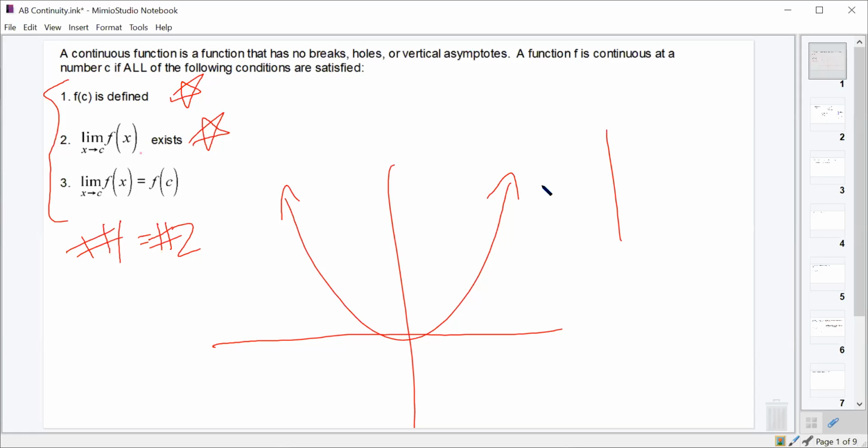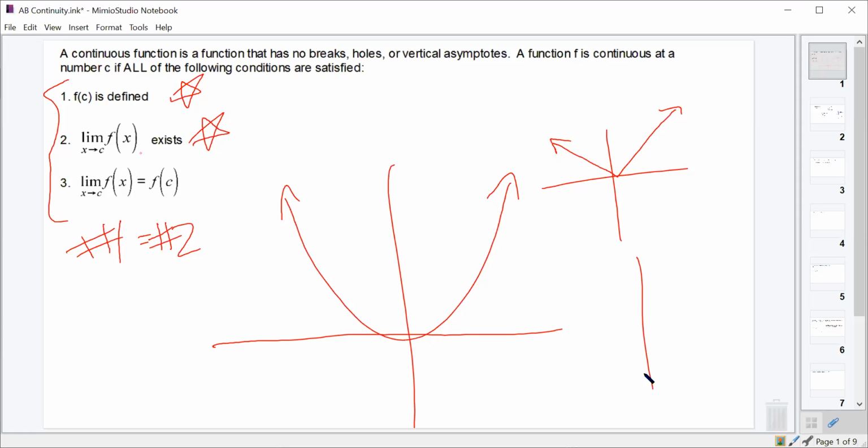Good. What about something like an absolute value function? Is every point on that defined? Yes. Does the limit exist at any of those values? Yep. And does the function's value equal the limit? Should be. So it should be continuous for all real numbers.